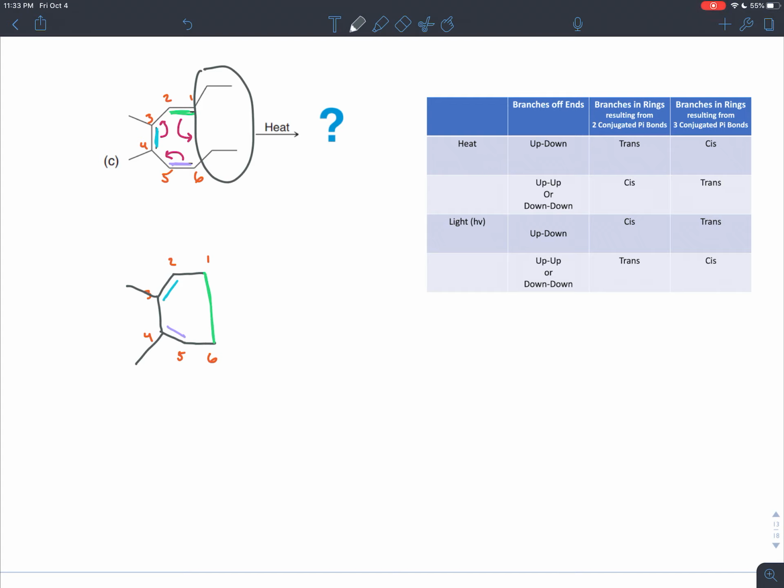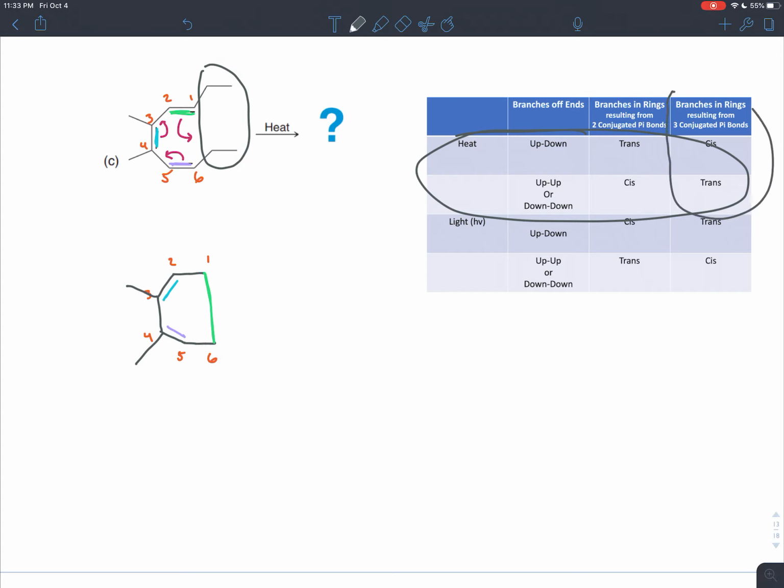And now we have to think about these two ethyl groups coming off of carbon 1 and carbon 6. Will they be cis or trans in our ring? So we see we're using heat, so we know that we're in the top two rows of this table. We have 3 conjugated pi bonds, so we know we are at the right here.